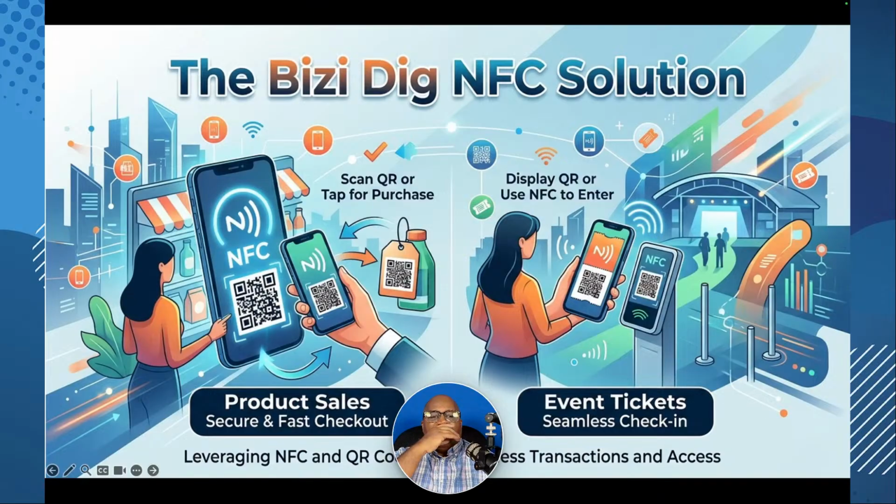So, Bizi Dig is the solution that we use. It's fast, it's easy, and it's one of the ways you can sell products. So if you've got a bookstore, instead of having a cash register, you can have a cash register unless you're going to take cash, which people still are, though it's less and less cash. They can scan the QR code that's on the product that you're selling, and that way it can check out faster by them doing it themselves.